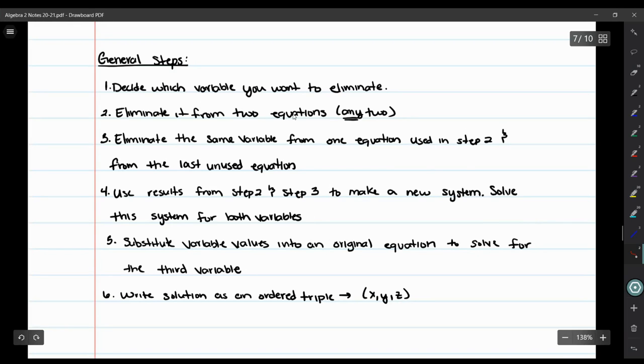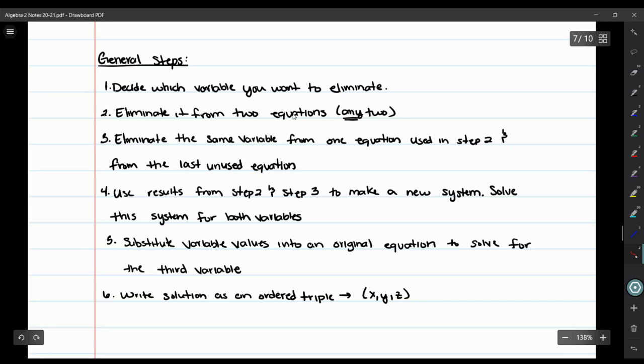So step one is, first of all, decide which variable you want to eliminate. You can get rid of the x, the y, or the z. You just have to make sure you are consistent with which variable you want to eliminate. Step two is, once you figure out what you want to eliminate, eliminate it from two equations. And I mean any two. It could be the first two, the last two, maybe it's the first and the third, any two equations. Step three, eliminate the same variable from one equation already used in step two and from the last unused equation.